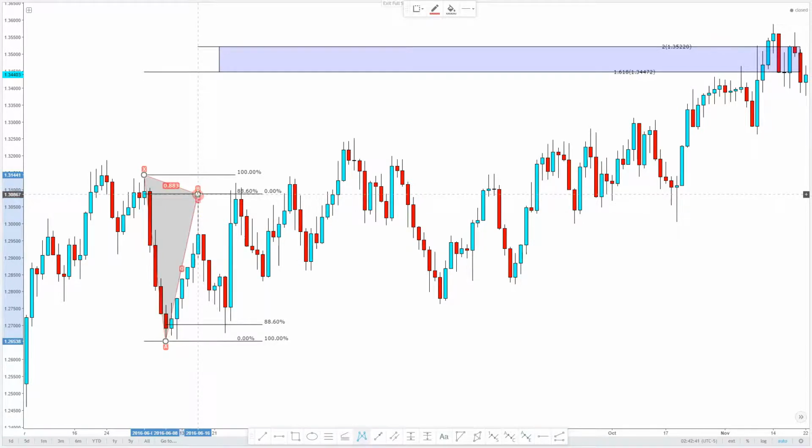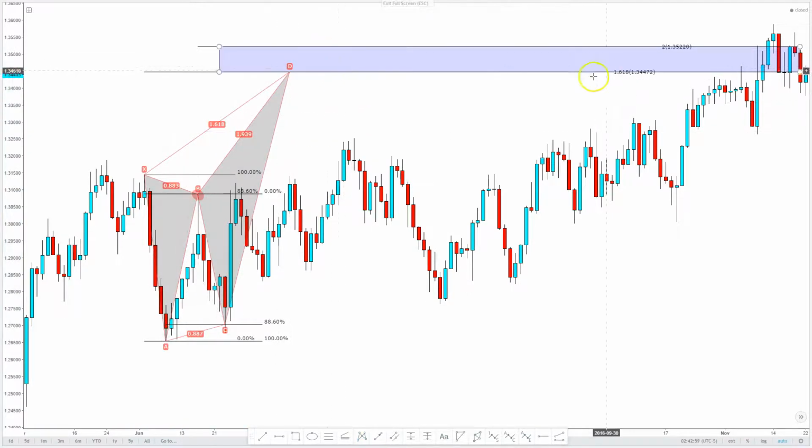X, A, B, deep retracement, 886. C, deep retracement, all the way past the 886, come back up. So now we're looking for the D point right here. 1618, somewhere in the zone. Boom. Right, so now we have our nice price reversal zone where we're expecting price to hit.